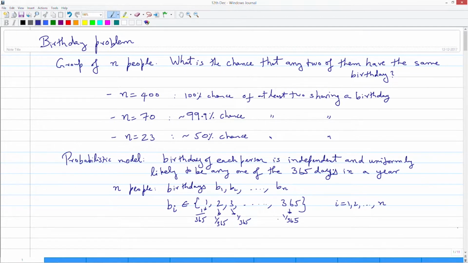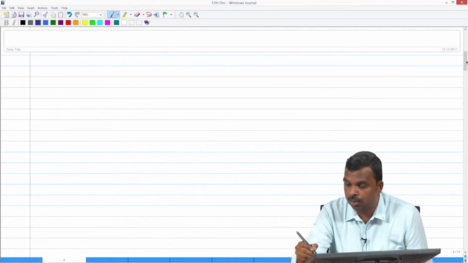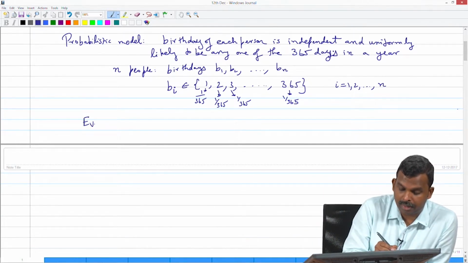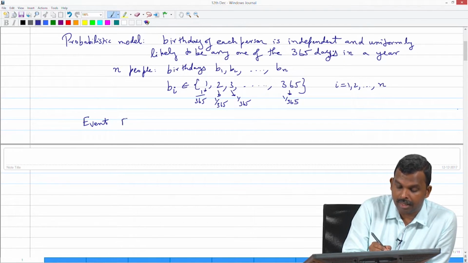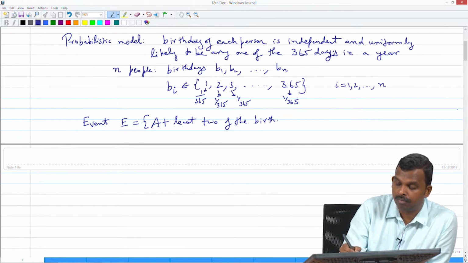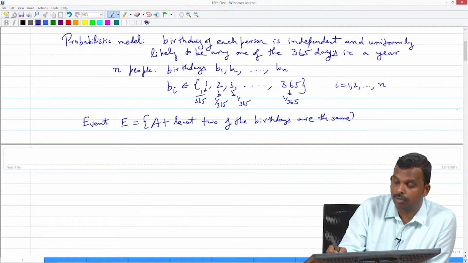So, in this setting I want to calculate the probability that at least 2 of these birthdays are equal. Okay. That is the idea. Is that okay? Hopefully, you can see where the calculation will come from. So, let us see how to go about doing a problem like this. Okay. So, hopefully, the model is clear. Okay. So, what is the event I am interested in? The event I am interested in is the event E, which is at least 2 of the birthdays are the same. They fall on the same day.